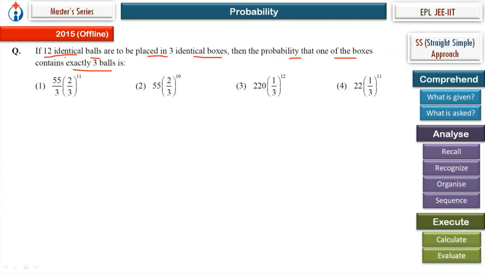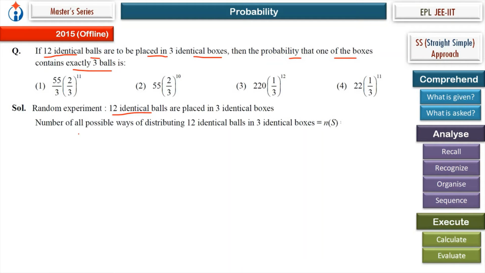So 12 identical balls are given. We have to place them in 3 identical boxes. So that's our random experiment. So the number of all possible ways of distributing 12 identical balls in 3 identical boxes, that's our n(S). And how do we calculate it?